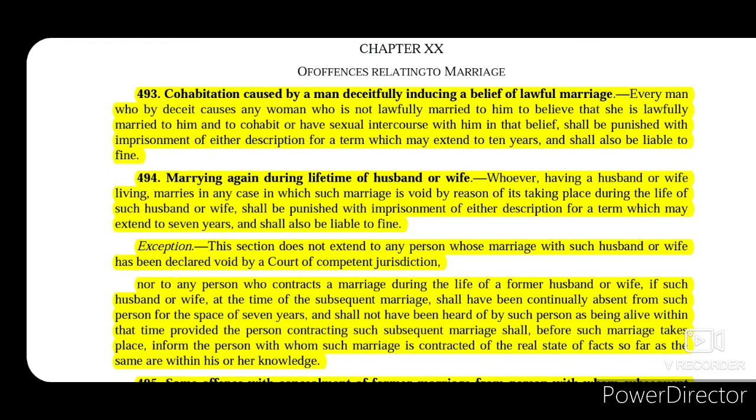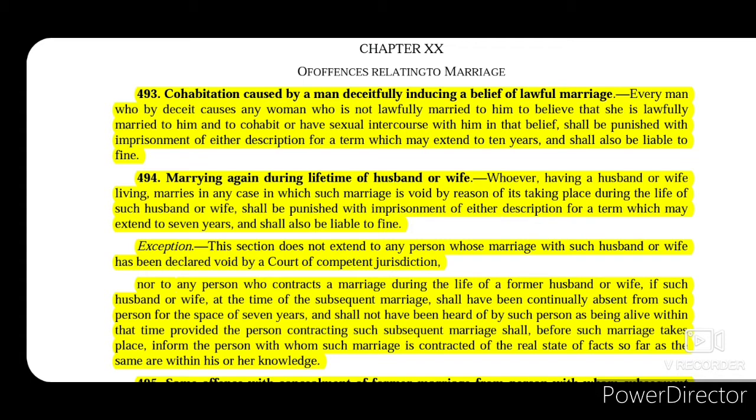So today we are going to learn chapter 20, which talks about offences relating to marriage. Now section 493 and 496 relate to mock or fraudulent marriages. So these sections talk about mock marriages or fraudulent marriages.